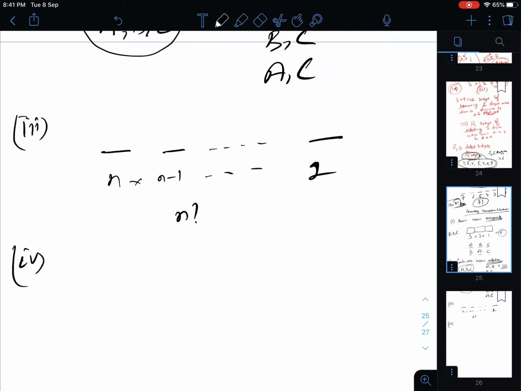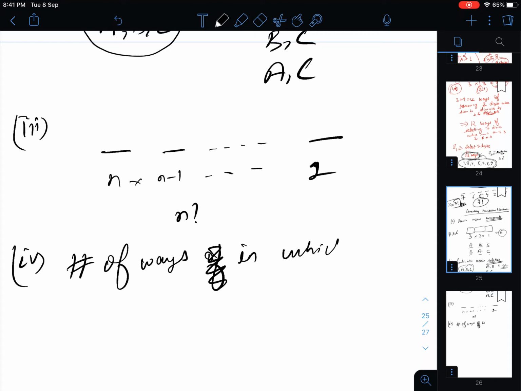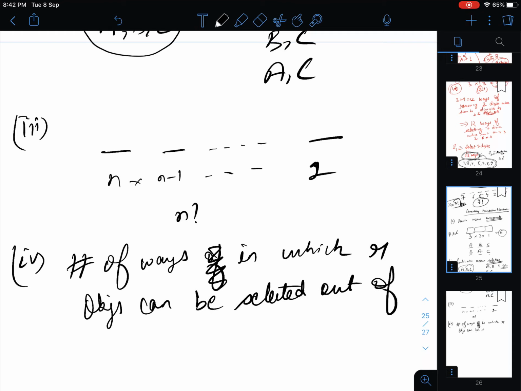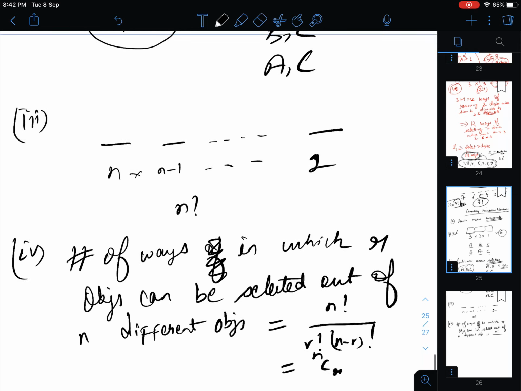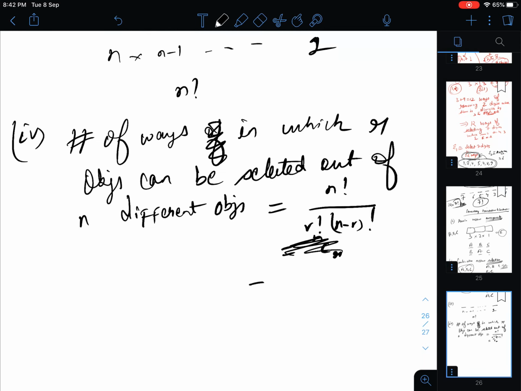Fourth, number of ways in which R objects can be selected out of n different objects. This is equal to n factorial upon r factorial n minus r factorial, and this is denoted by NCR. Okay, NCR, or this is same as NC n minus r.